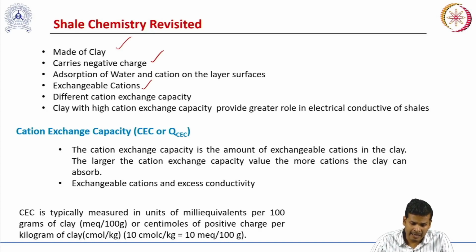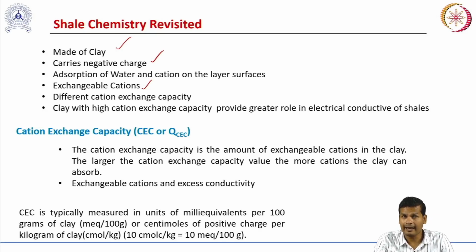Cation exchange capacity is generally measured in terms of milliequivalent per 100 gram of clay or centimole of positive charge per kilogram of clay. So this is our cation exchange capacity, and these units represent how many exchangeable cations are present inside our formation at the clay surfaces.